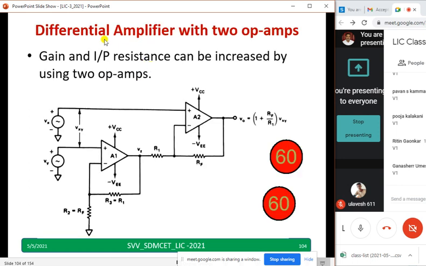Now a differential amplifier with two op-amps. Now why do I have to go for two op-amps? When you derive the equation for input resistance, you will come to know. Now you copy down this particular diagram. Gain and input resistance can be increased by using two op-amps. That is the reason why we go for two op-amps. Copy down the circuit diagram. Hope all of you copied. Let us go to the next slide.